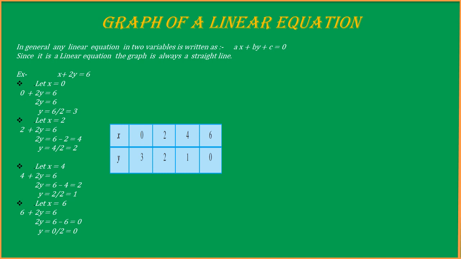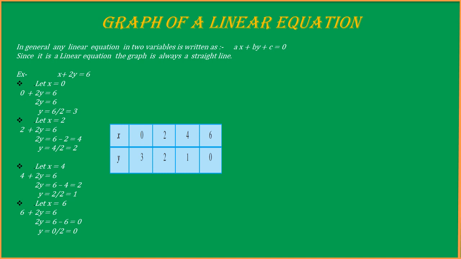In the first case when x was 0, y was 3. In the second case when x was 2, y was 2. In the third case when x was 4, y was 1. In the last case when x is 6, y is 0. Now we have to plot the graph for this.